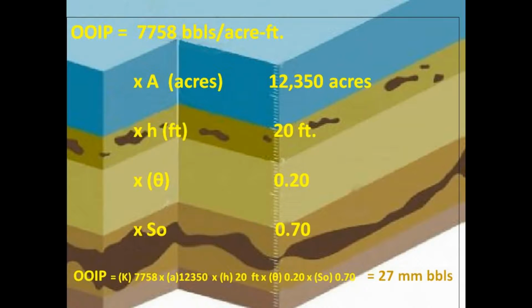OOIP equals 7,758 times 12,350 acres times 20 feet times 0.20 times 0.70 equals 27 mm barrels. Note, M equals 1,000, mm equals 1,000,000. Now we know that we have approximately 27 million barrels in the reservoir.